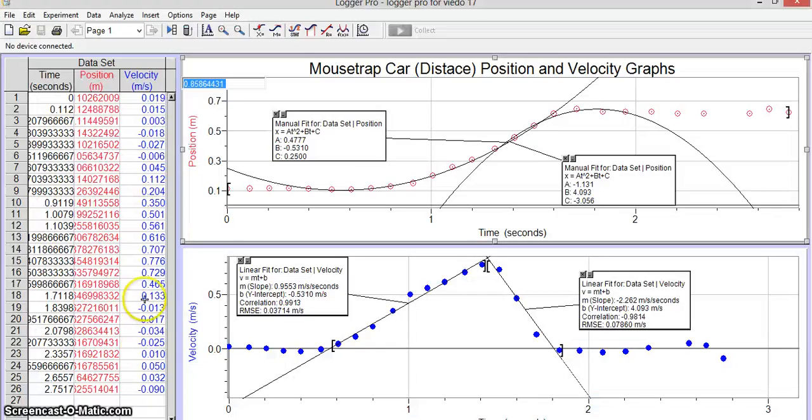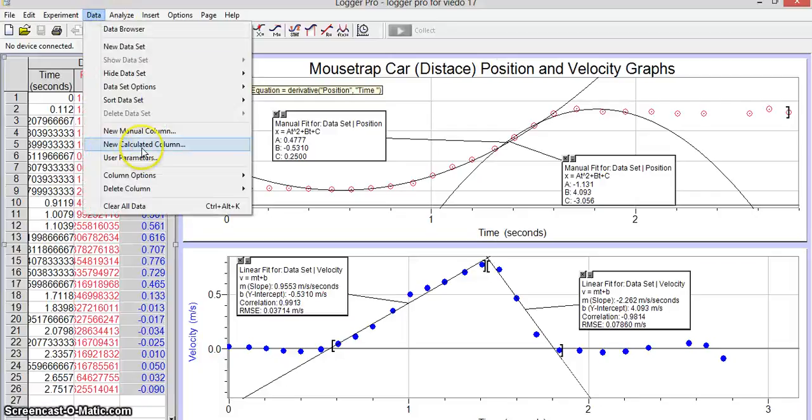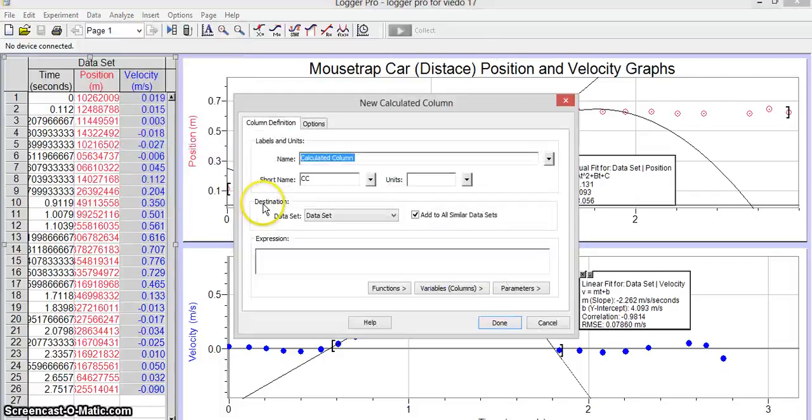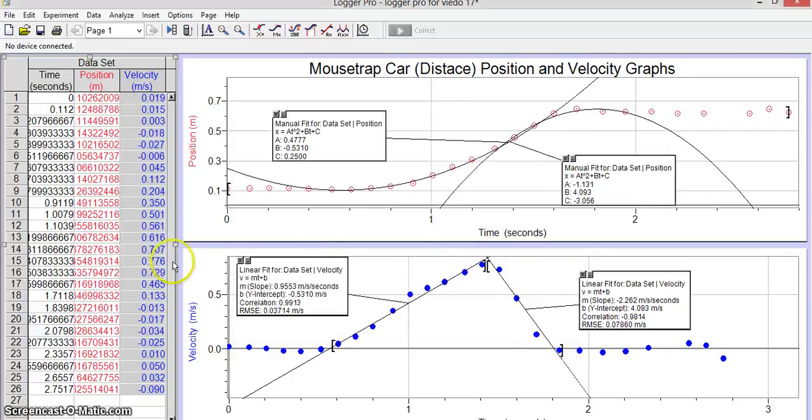Logger Pro here, and then to get this velocity column, I created a new calculated column right here, and then I took the derivative of position, because derivative just means slope of, and the slope of the position time is our velocity. So as you can see, derivative of the position time, and then I got my velocity values. In the bottom graph I graphed velocity versus time, and in the top graph I graphed position versus time.